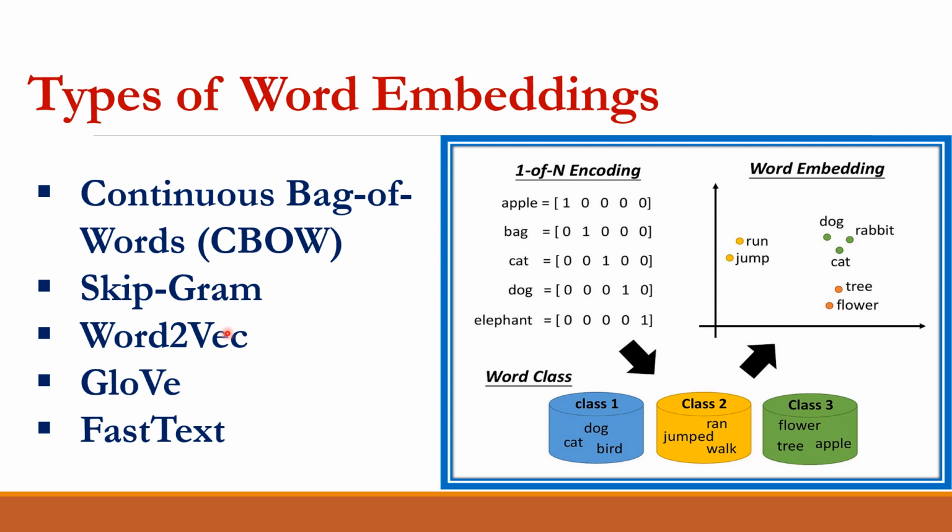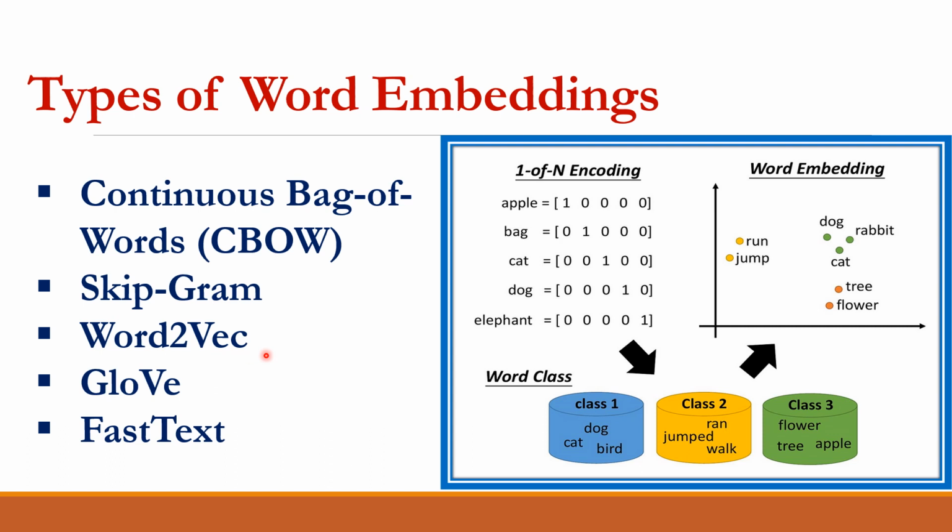Then comes word2vec. It's a popular technique that implements both the continuous bag of words and skipgram models, and it uses efficient training algorithms and provides pre-trained word embeddings for various languages. For example, the word2vec library provides pre-trained word embeddings for English, Spanish, Chinese and many other languages, and these embeddings can be used for tasks such as sentiment analysis, machine translation and text generation.